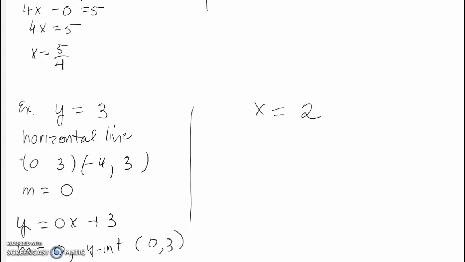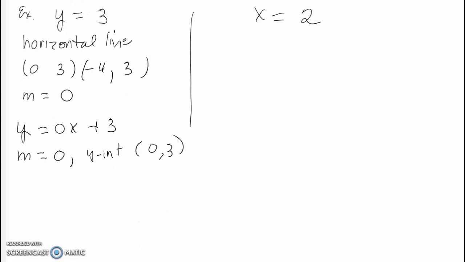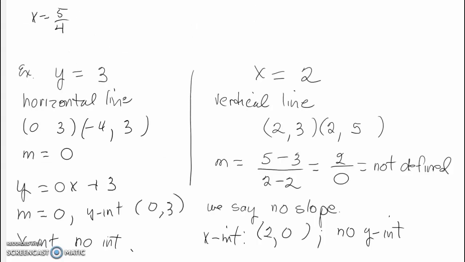It turns out that horizontal lines do not have x-intercepts. So the x-intercept does not exist. No intercept here. In the next example, you have x equals 2. This is a vertical line. I've chosen two points on this line. When I use the formula for slope, I wind up with a slope that is not defined. We say no slope. For vertical lines, the x-intercept is going to be (2, 0), and it never will cross the y-axis. There is no y-intercept.